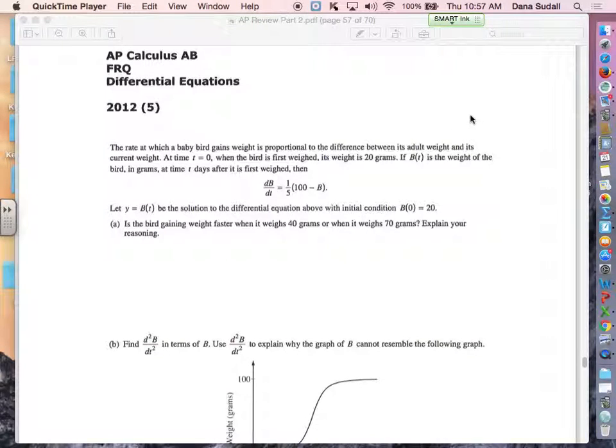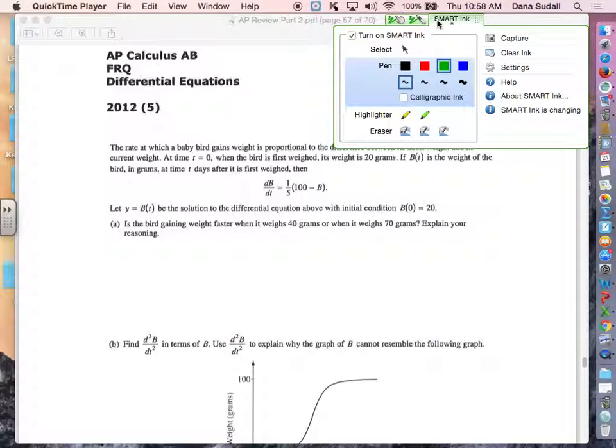Great, so this is the first FRQ on differential equations dealing with the bird. We started this in class. So for the first part here, they want to know when the bird is gaining weight more quickly, when he weighs 40 grams or 70 grams. And we had started this.